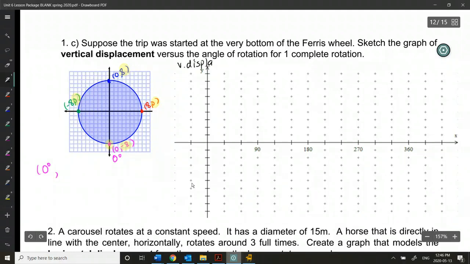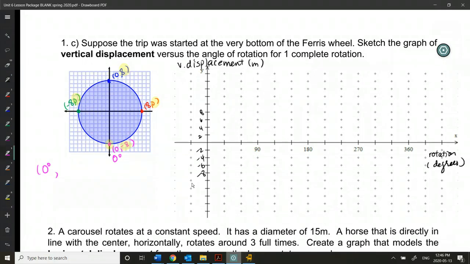So before we do that, maybe we can just label this here. This is going to be vertical displacement in meters, and this will be the rotation in degrees. And same scale as last time. Okay, so at our starting position here, what is the vertical displacement? Are we above, below, or equal to the center? So I think we're actually 8 units below the center. So we should be at 0, negative 8 to start. So there's our first point.